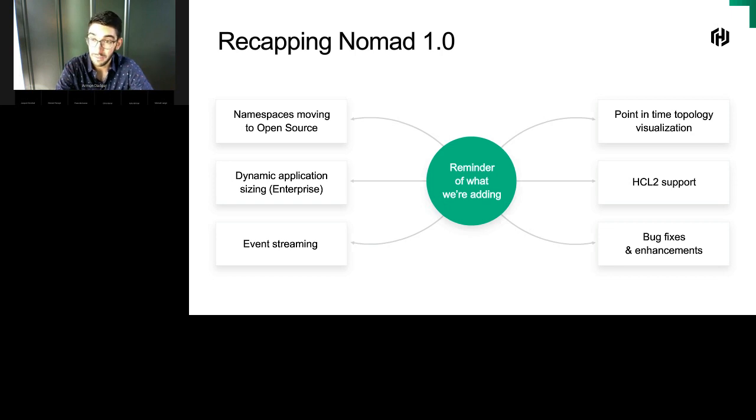We're adding event streaming, right? So it makes it easier to build on top of and consume a real-time view of what's happening with the cluster. We're adding dynamic application sizing to the enterprise version to make it easier to right-size your resource utilization, as well as many smaller kind of bug fixes and enhancements that are coming along with it.